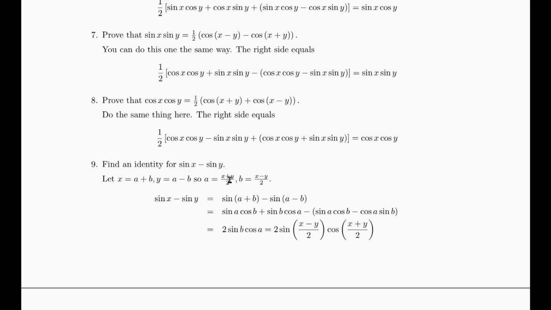So that says a is equal to x plus y over 2, b is x minus y over 2. And you just say, well, sine x minus sine of y is the sine of a plus b minus the sine of a minus b. Now do the trig identities. And you get 2 sine of b cosine of a, and that's 2 sine of x minus y over 2 cosine of x plus y over 2. So that's just a different formula that gives you the same thing here.